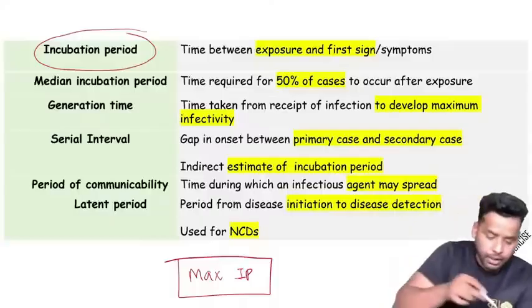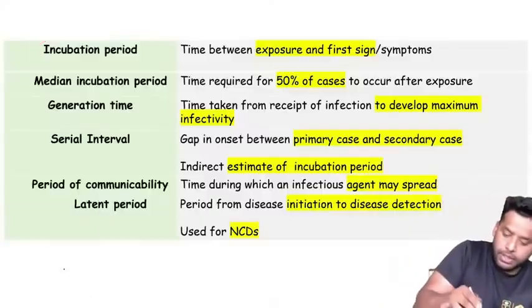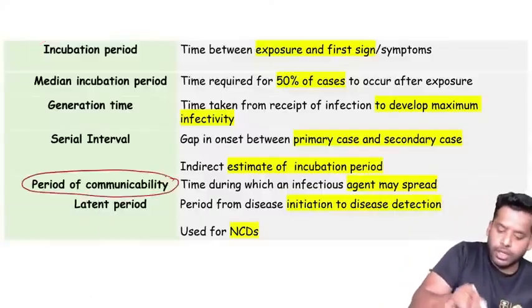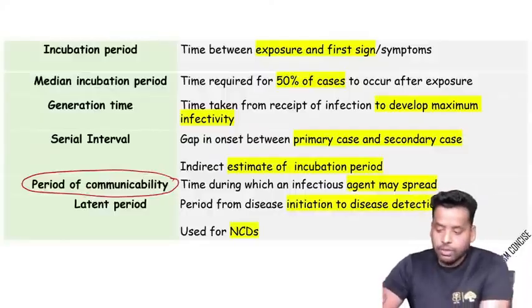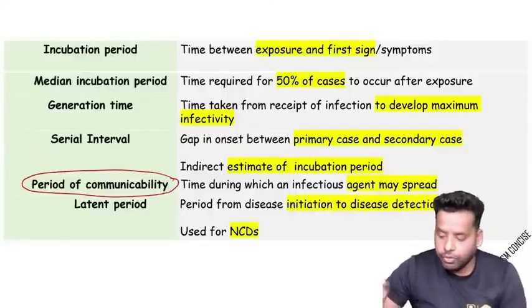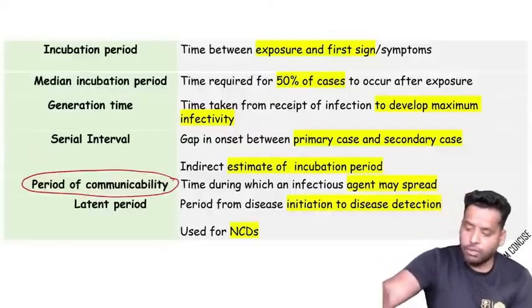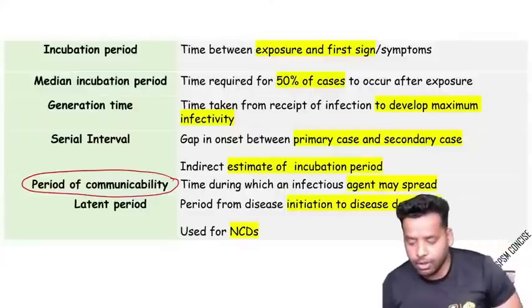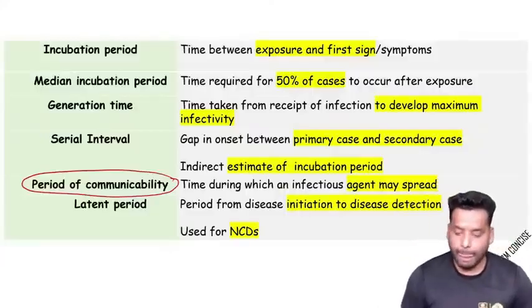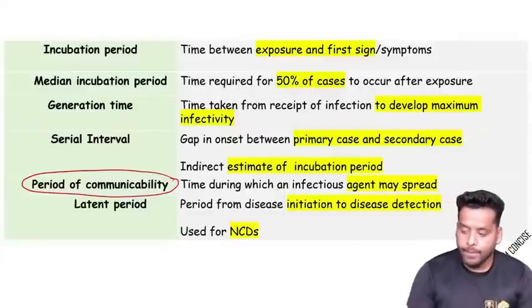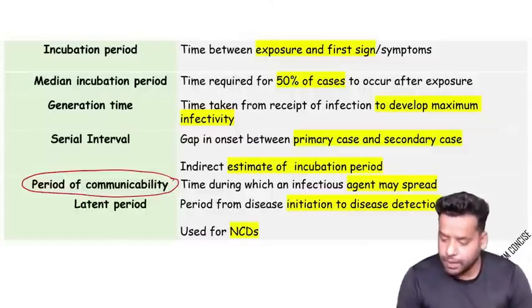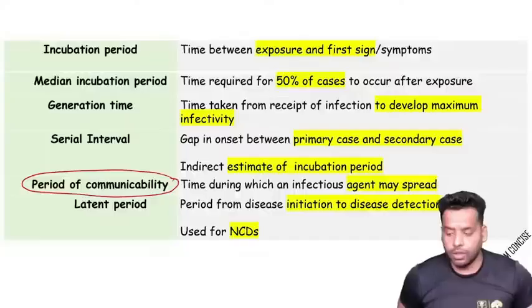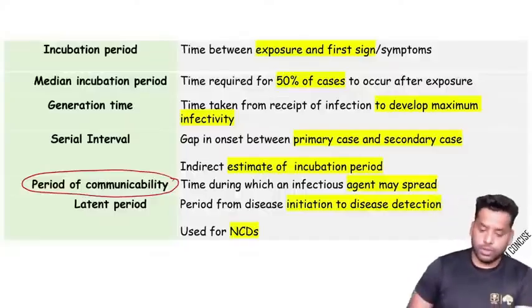True statement. Isolating the patient is around the period of communicability. Next question. Isolation is for the patient. Isolating the patient is during the period of communicability, until the patient is communicable. True or false? Isolation is until the child is communicable, the patient is communicable. True or false? True statement.